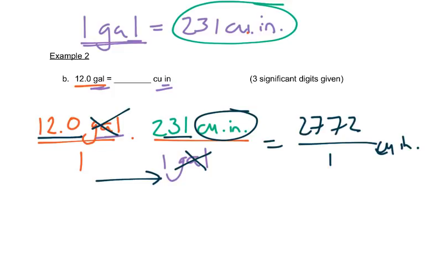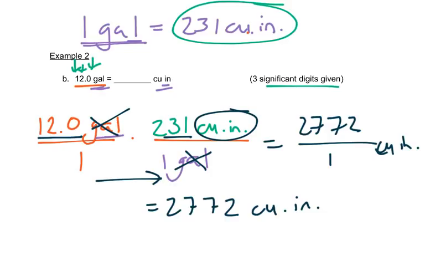And so here we have 2772 cubic inches. We need to talk about our significant digits. So this tells us already here that there's 3 significant digits. The 1's significant, the 2 is significant, and the 0 is significant because it's after a decimal. We have to count it.